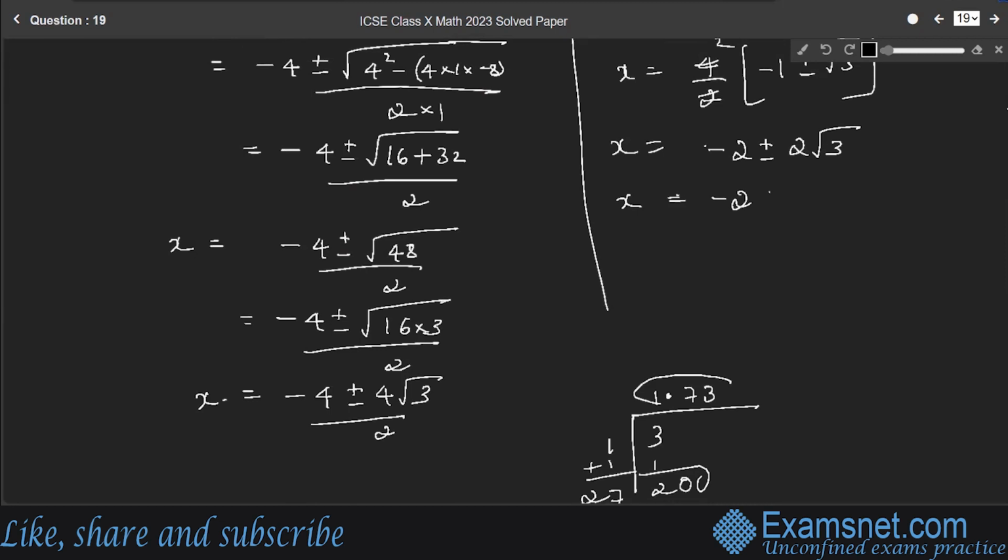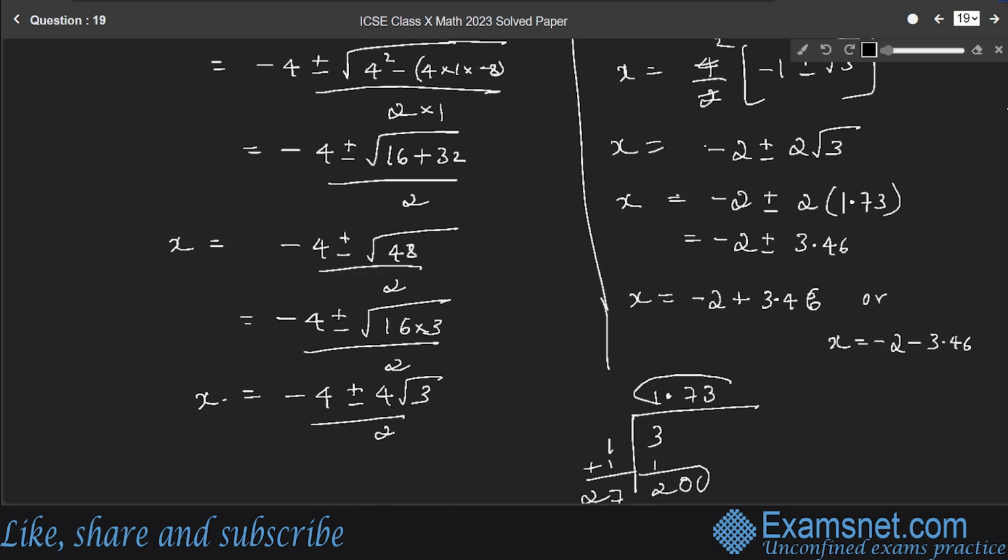So, we will write x as minus 2 plus or minus 2 into 1.73, which is nothing but minus 2 plus or minus 3.46, right? Therefore, you will get two values of x. x is minus 2 plus 3.46, or x is equal to minus 2 minus 3.46. So, which is nothing but x is 1.46 or x is minus 5.46.